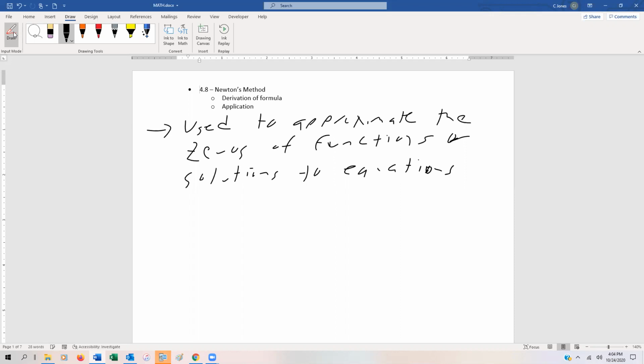All right. And a lot of times there are equations that can't be solved. So for instance, let's say we had an equation like ln of x minus sine of x plus 1 equals 0. Well, there's no analytic way to solve this. And so what we're going to be doing is using Newton's method, and we're just going to be using a calculator basically to find it.